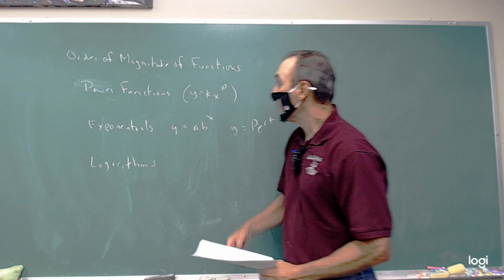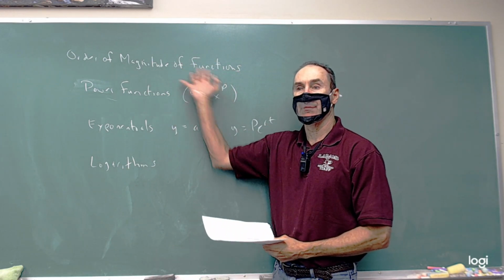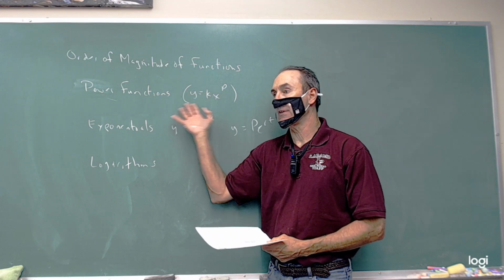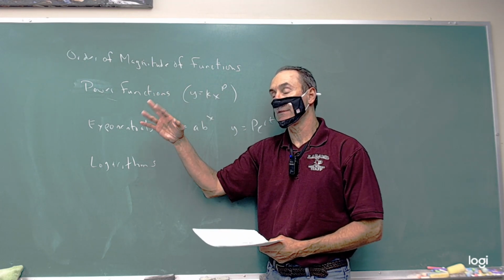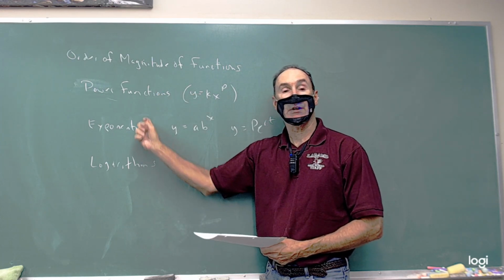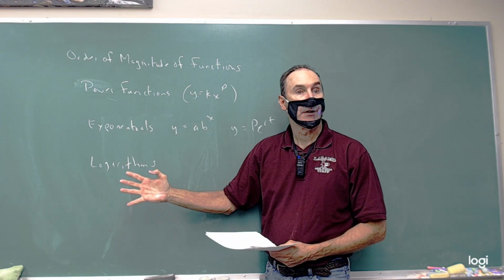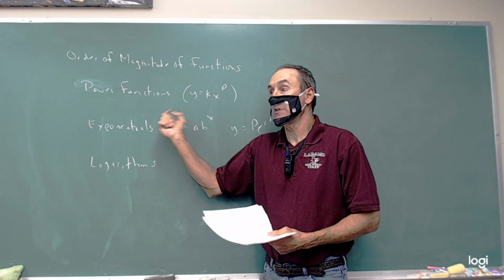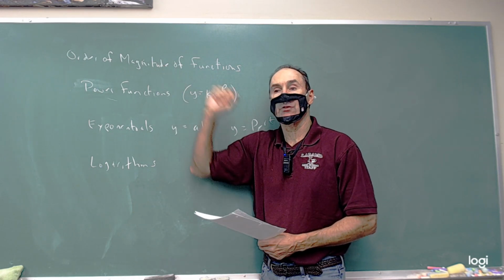So we know who's the big dog when we talk about power functions or two polynomials. The next question we want to go to is, what if we're going to compare them between these kinds of groups? Which one is going to grow bigger faster? Which is the higher order magnitude function?